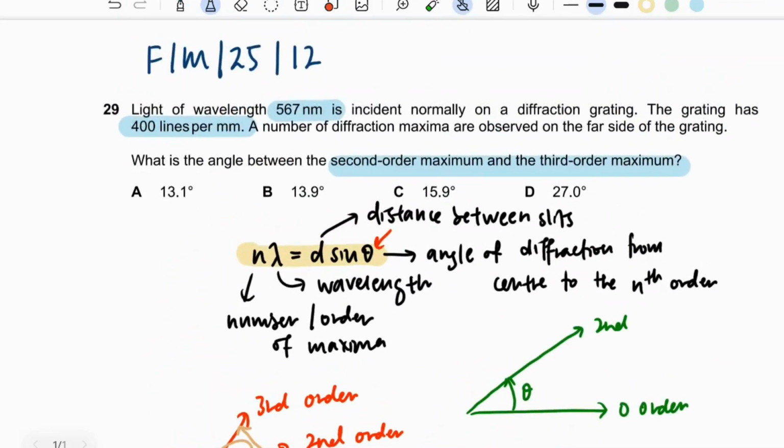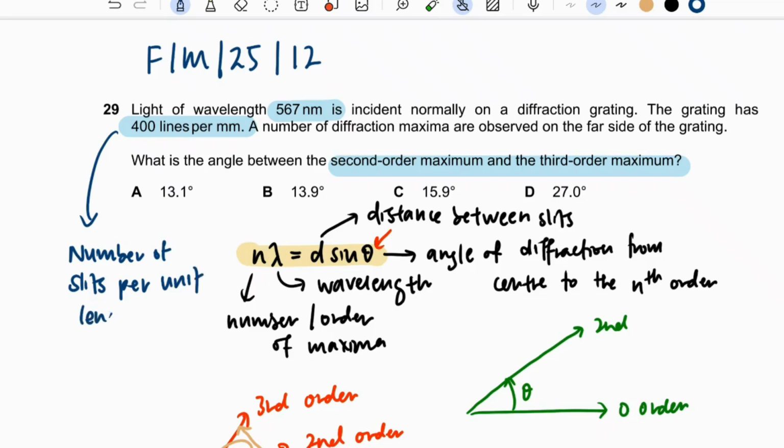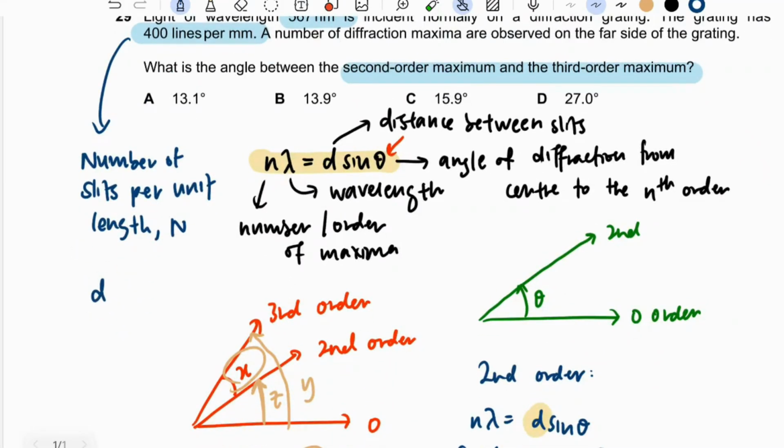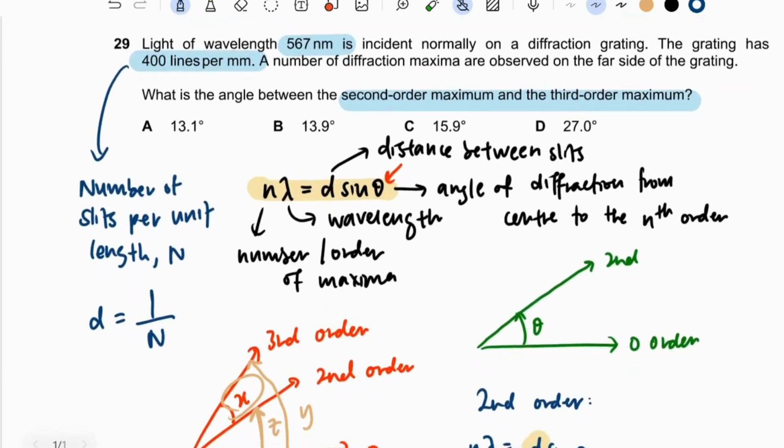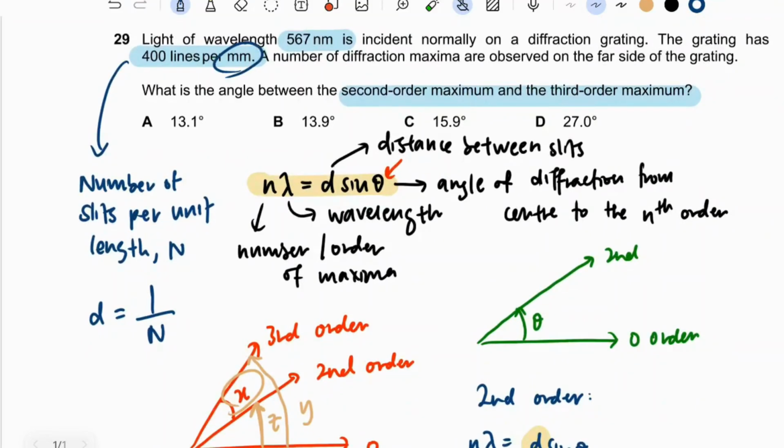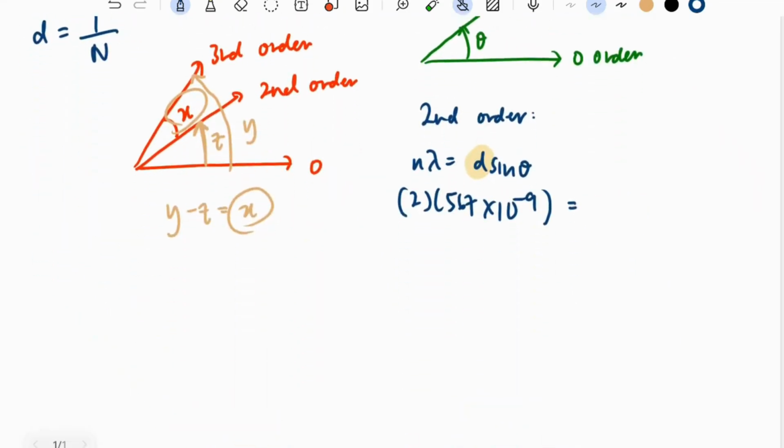In the question here, they gave you 400 lines per millimeter. This is actually the number of slits per unit length, or in other words, they denote it as n. And to find your d, your distance between slits, is actually 1 over n. And here you need to do another extra step, which is convert it to meter, because this is in millimeters. And to convert it to meter, you times 10 to the power of negative 3.